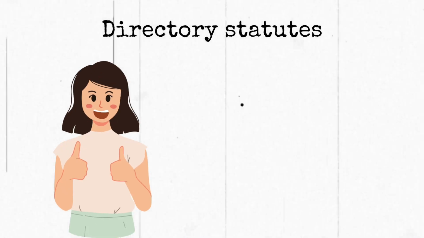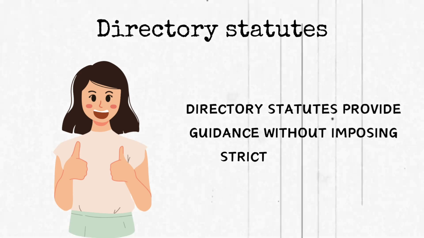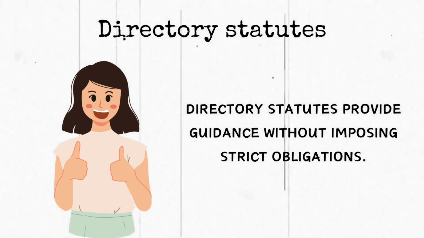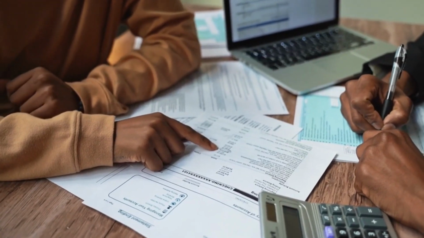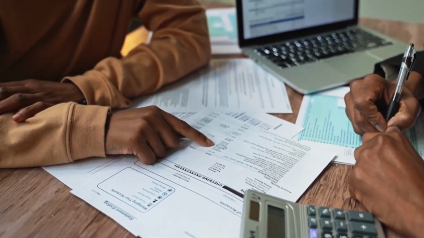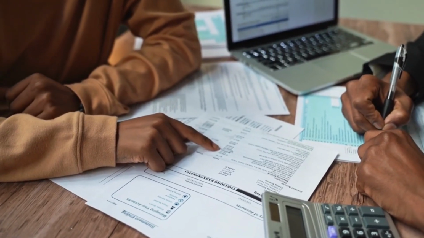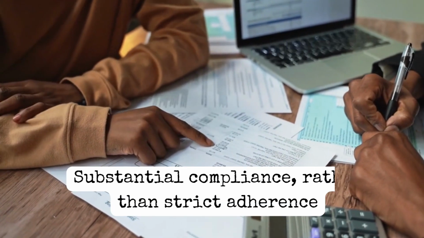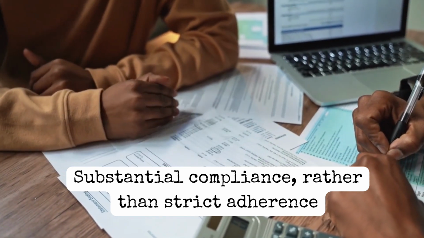Directory statutes. Directory statutes provide guidance without imposing strict obligations. They allow more flexibility in compliance. An example is a statute suggesting a time frame for submitting certain reports but not specifying penalties for a slight delay. In such cases, substantial compliance rather than strict adherence is generally sufficient to meet the statutory requirements.